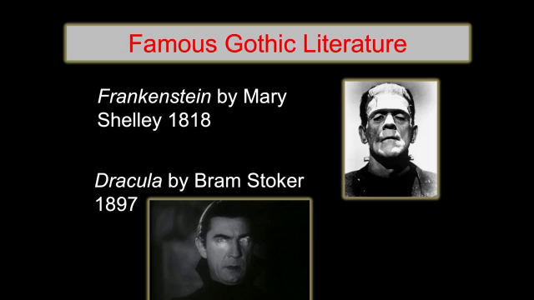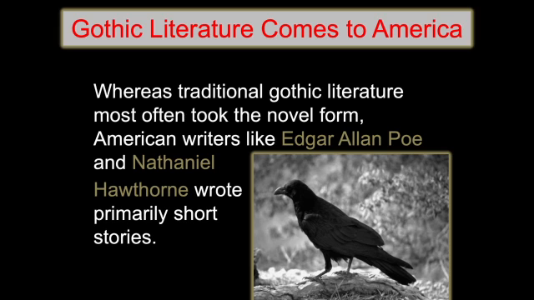Now, some of the famous Gothic literature that we have from Europe is going to be Frankenstein by Mary Shelley and Dracula by Bram Stoker, both from England, both from the 19th century. So whereas traditional Gothic literature most often took the novel form, when it comes to America, American writers like Edgar Allan Poe and Nathaniel Hawthorne wrote primarily short stories.